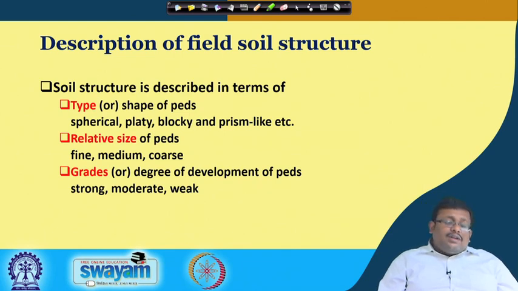So, type or shape of the peds, type basically shows the shape of the peds. What is a ped we will discuss later on. And also relative size of the peds, we call it class, and relative size or class of peds is basically divided into fine, medium or coarse, and grades or degree of development of peds, which are basically strong, moderate and weak.